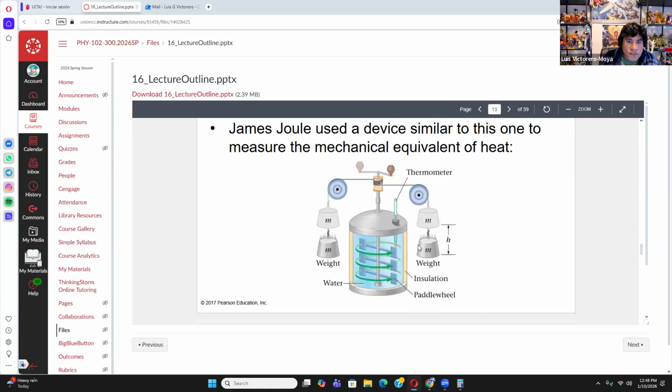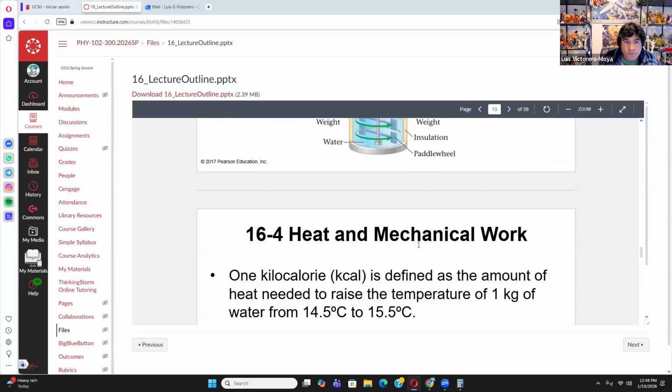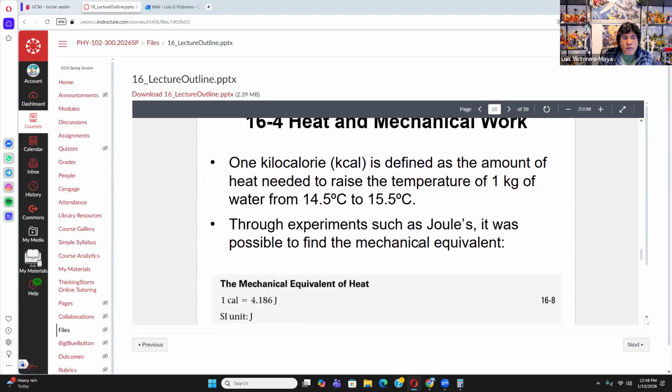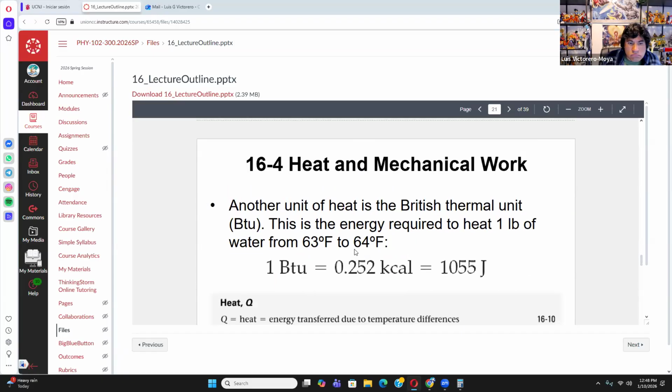So we have this device to show that. But we also have the definition of a calorie, which is defined as 4.18 joules, right? It's defined as the amount of heat needed to raise the temperature of 1 kilogram of water by 1 Celsius. So that's basically the calorie, or in some places called the kilocalorie. Why the kilocalorie? Because we're talking about kilograms, right?